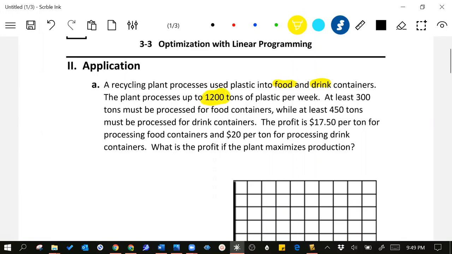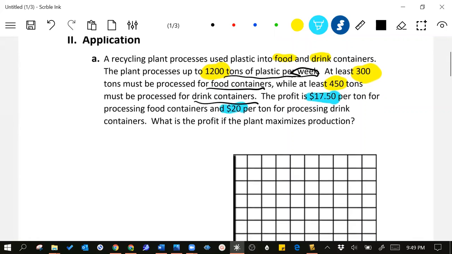So there's up to 1,200 tons of plastic, and at least 300 tons must be processed for food containers, at least 450 tons for drink containers. So we need a total of 1,200, and we have to have minimal amounts of those. This would be a good place to note that it's tons of plastic per week. The profit is 750 per ton for food and 20 per ton for the drink containers. With this information, we can find out what the profit is if the plant maximizes production.